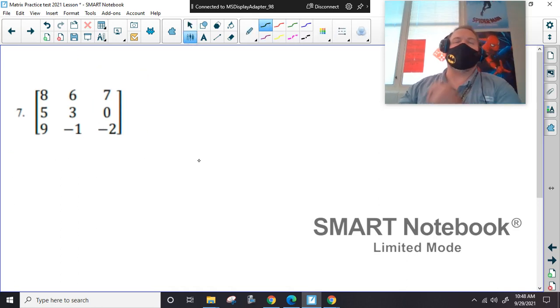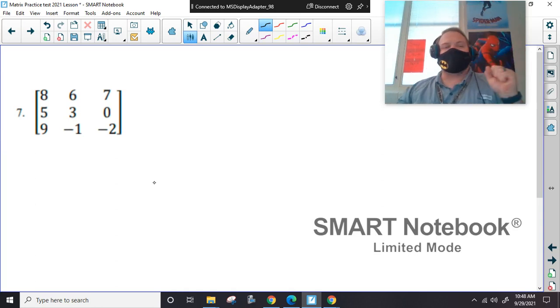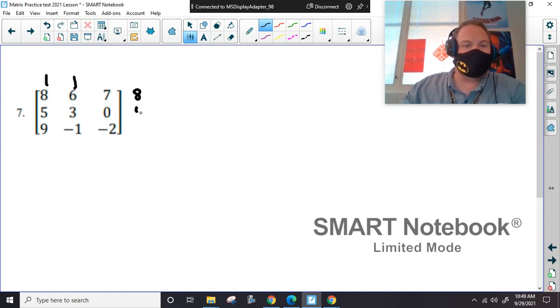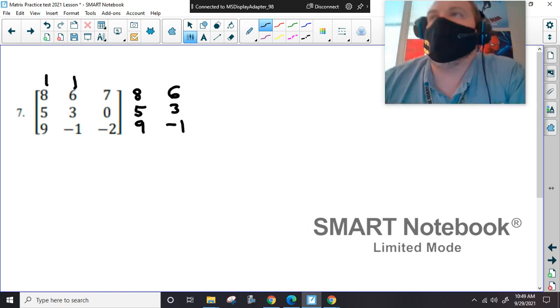All right, so this is a 3 by 3. The first thing we have to do is to copy down these 2 columns, because this is the method that we learned.